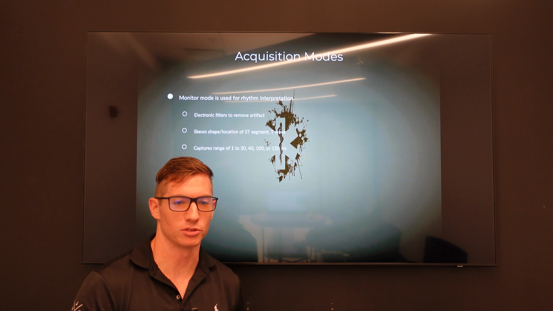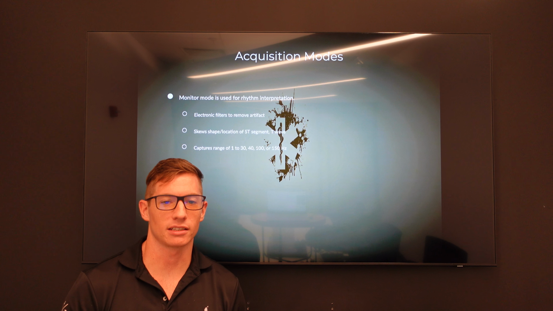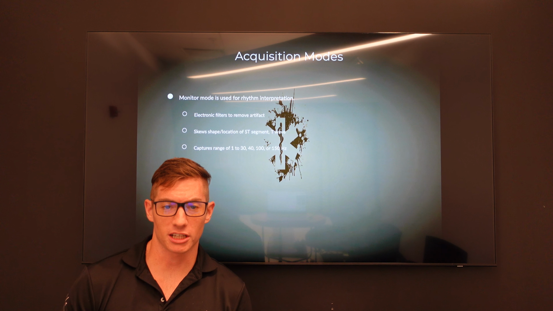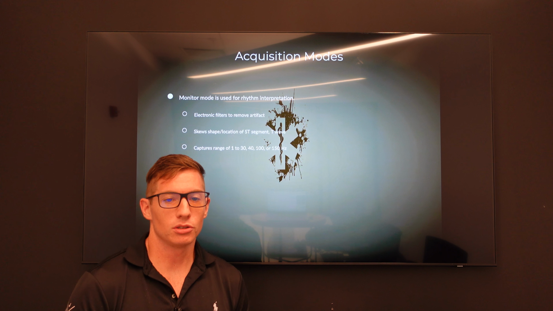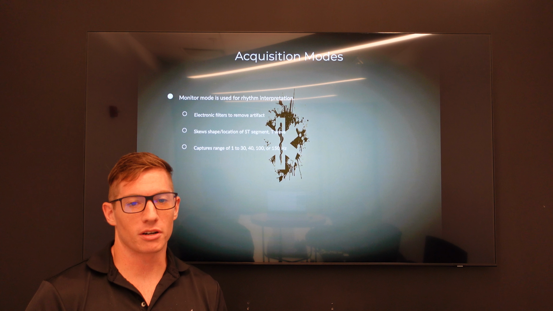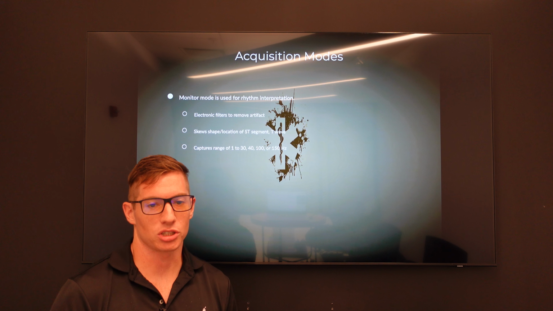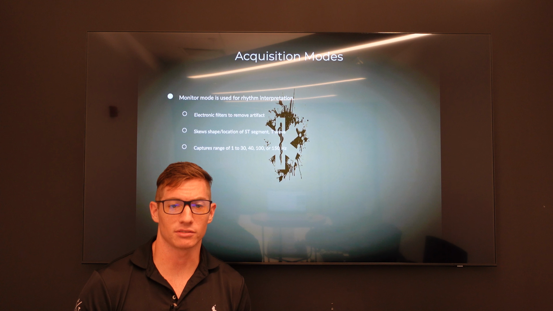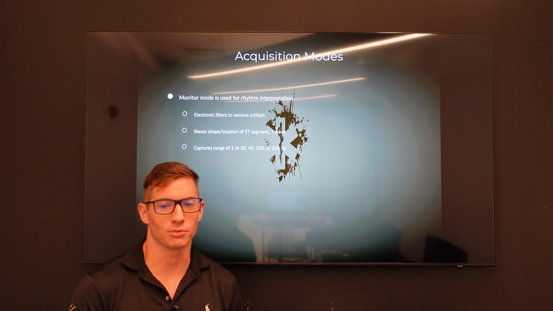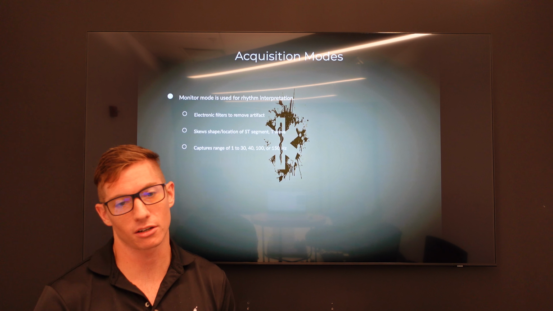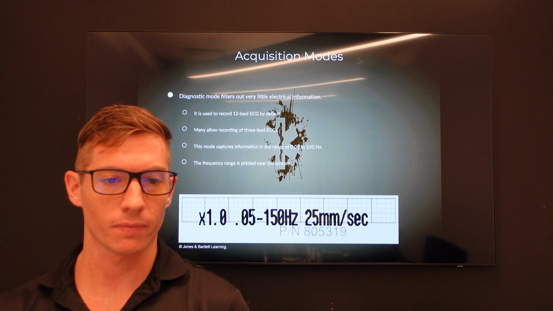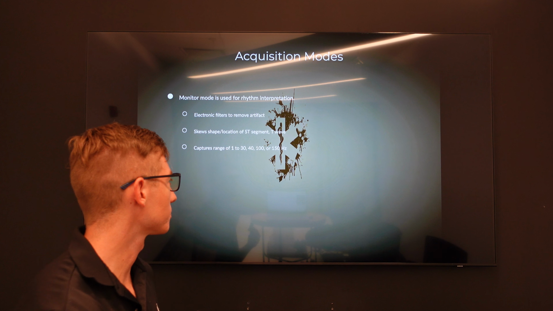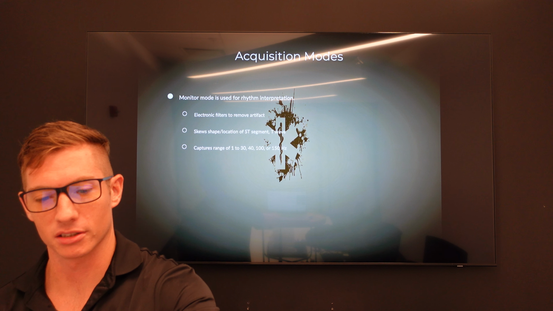Okay, acquisition modes: monitor mode or diagnostic mode. For rhythm interpretation, ECGs are recorded in monitor mode. Use of electronic filters removes artifact and other unwanted information, but can skew the shapes and locations of the ST segment and the T waves. Capture range is from 1, 30, 40, 100, or 150 hertz.